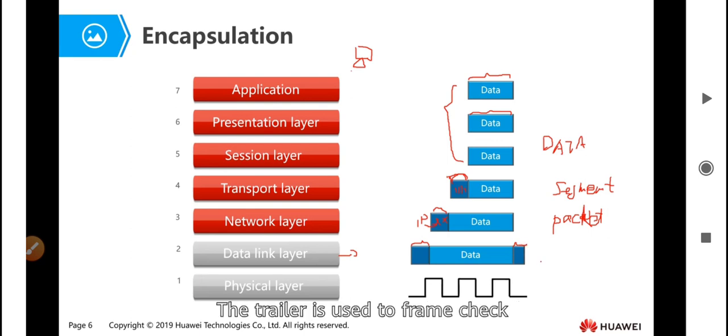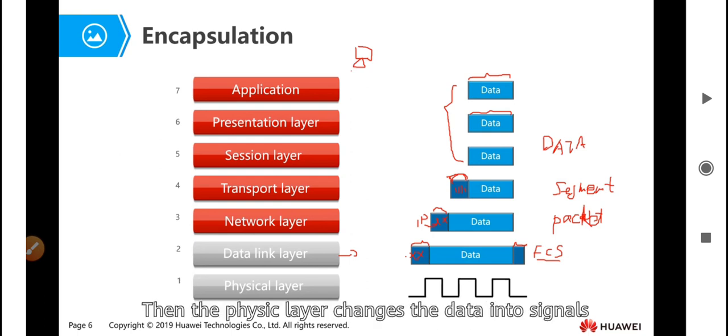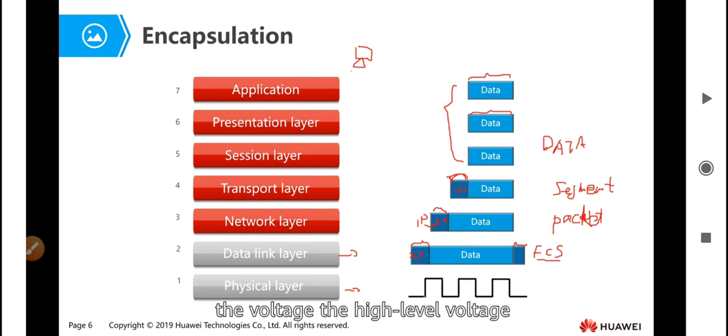The trailer is used for the frame check, to check if some error happened when sending between two devices. And this header also decides the destination, who should receive this frame. Okay, and then the physical layer just changes the data into signals, the voltage, the high level or the low level voltage. Okay, this is the encapsulation process.